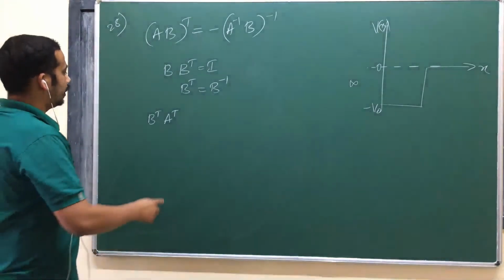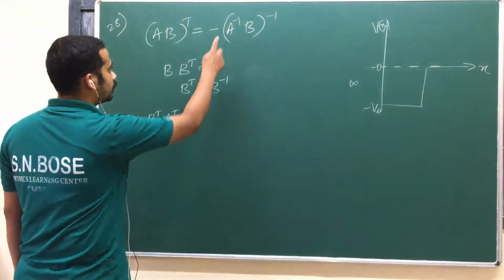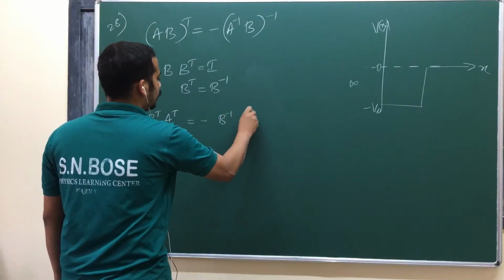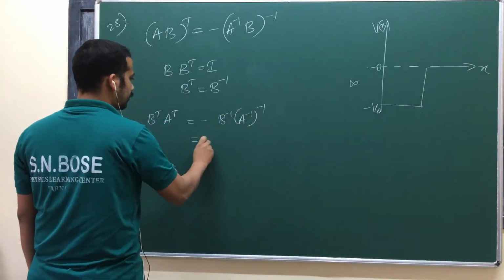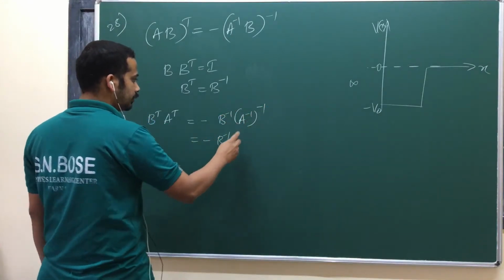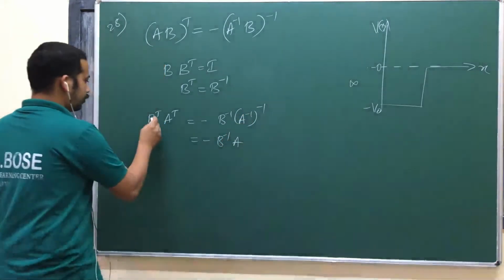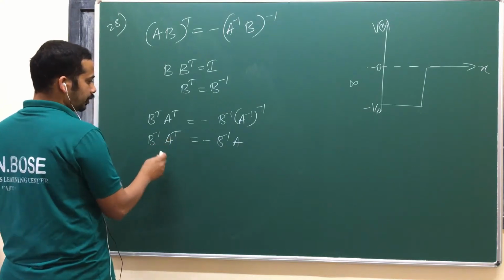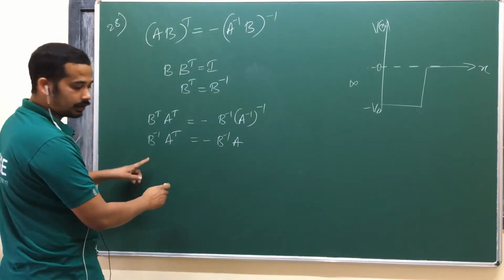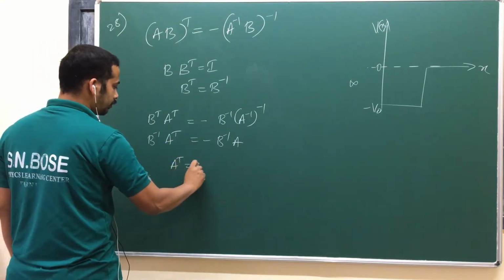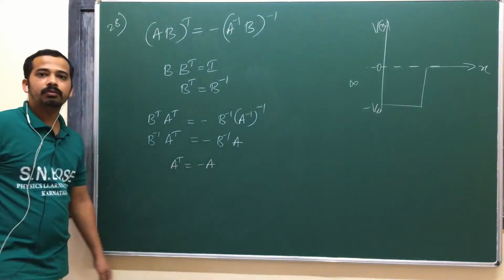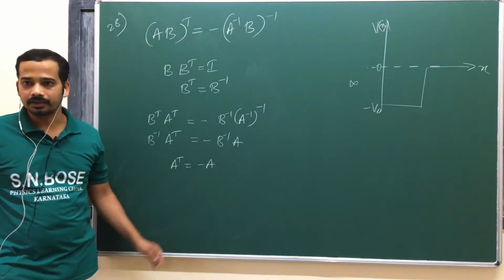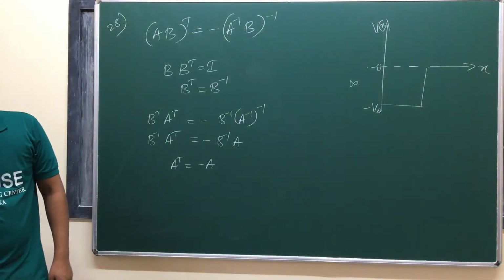B transpose A transpose is equal to minus of B inverse, A inverse, and the inverse of A inverse is A again. So minus B inverse A. B transpose is nothing but B inverse, so this B inverse will get cancelled. A transpose is equal to minus A, which is an antisymmetric matrix. It's a very simple question.